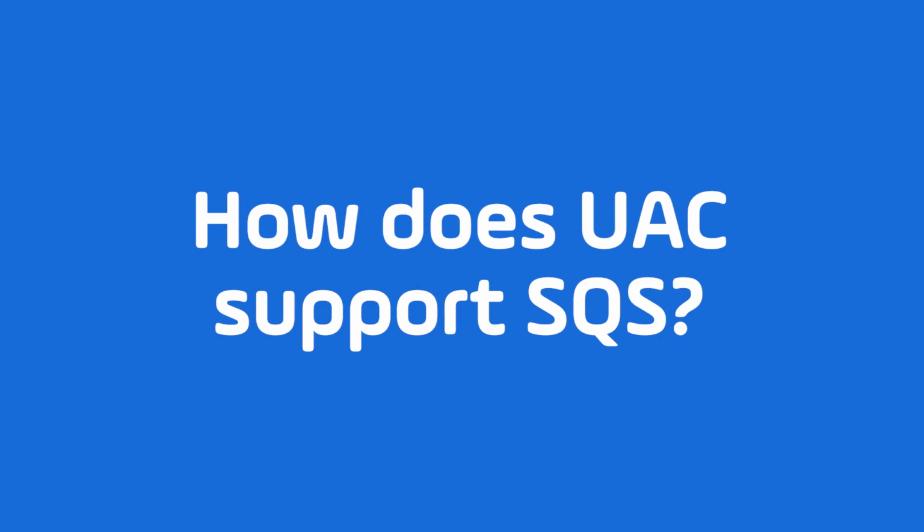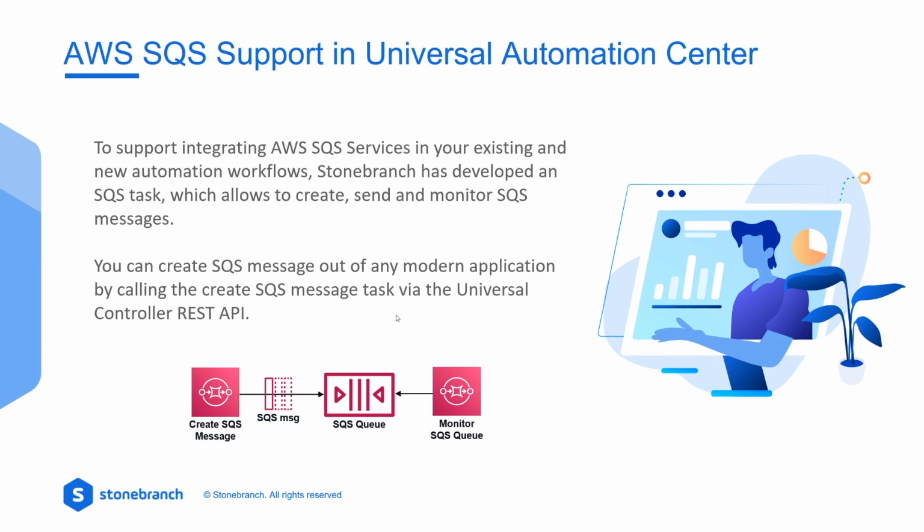To support integrating AWS SQS services in your existing and new automation workflows, Stonebranch has developed an SQS task, which allows to create, send and monitor SQS messages. You can create and send SQS messages out of any modern application by calling the Create SQS Message task via the Universal Controller REST API. Let us have a look at a use case to order online a book.